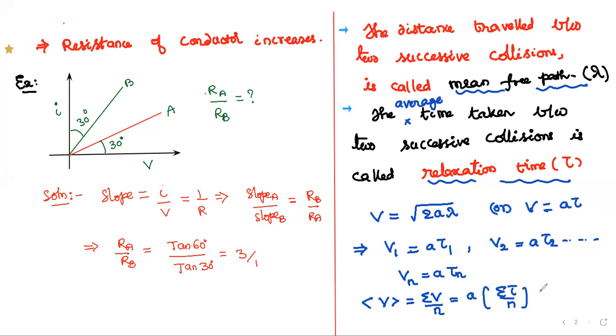So here this is equal to a tau, and this average velocity that we found is called drift velocity. This is drift velocity, so Vd equals a tau. This is one objective question: what is the relation between average velocity, that is drift velocity, and relaxation time? I am moving to the next page.